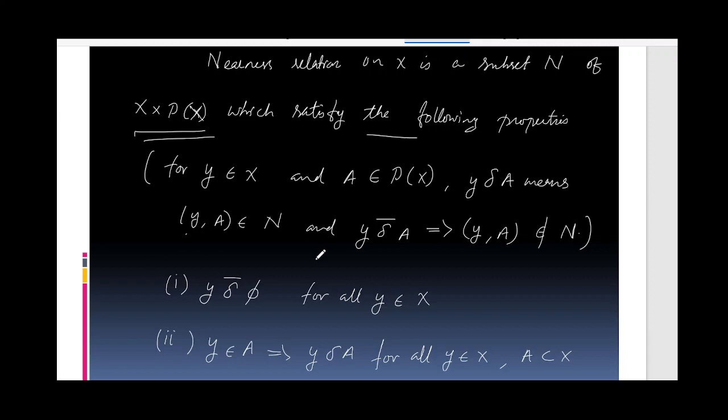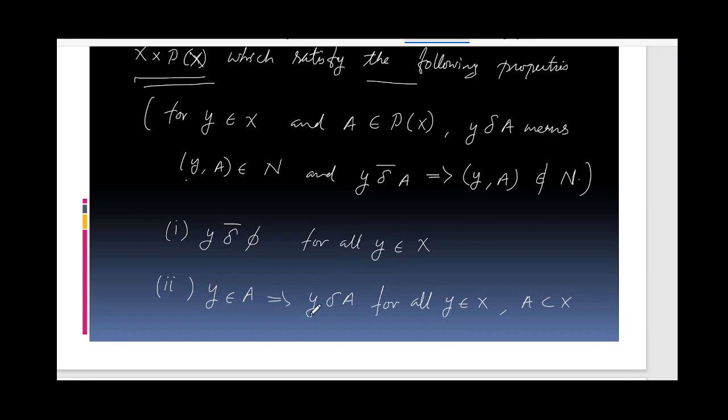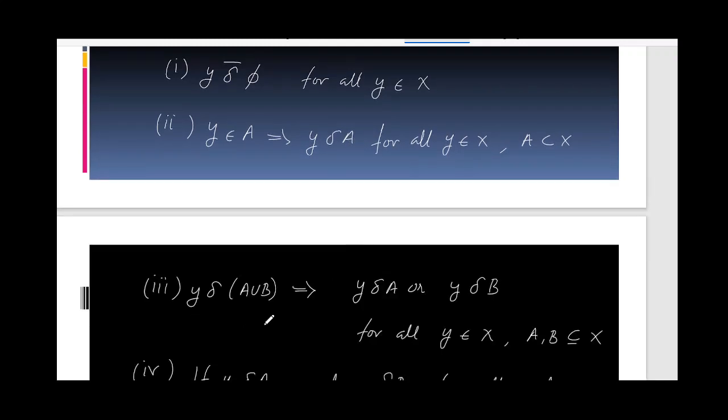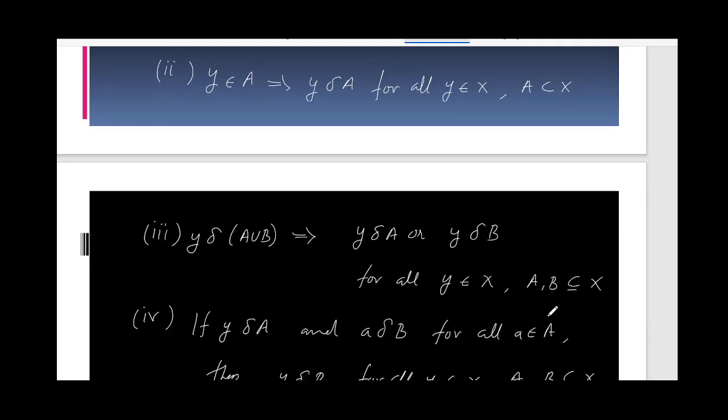Now Y is near to A means, see, Y belongs to A means Y is near to A. Either Y is a point in A or YA belongs to the set N, then we will say that Y is near to A. Now, second property: if y belongs to A, then y delta A. Third one: Y is near to A union B implies either y is near to A or y is near to B.